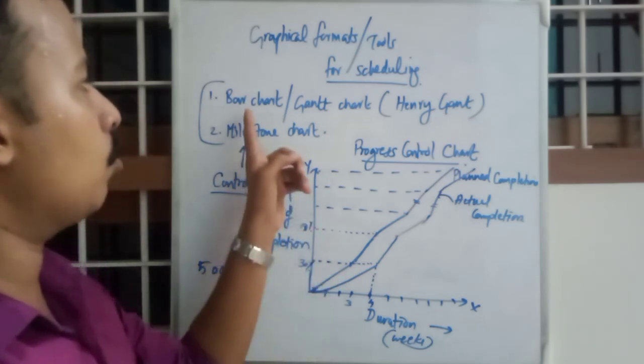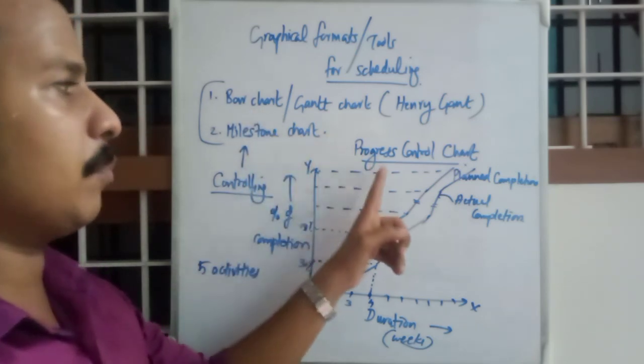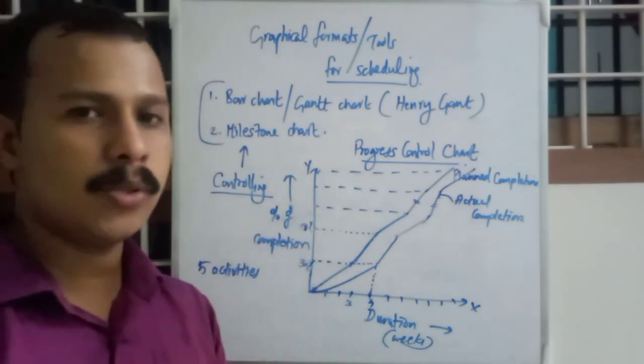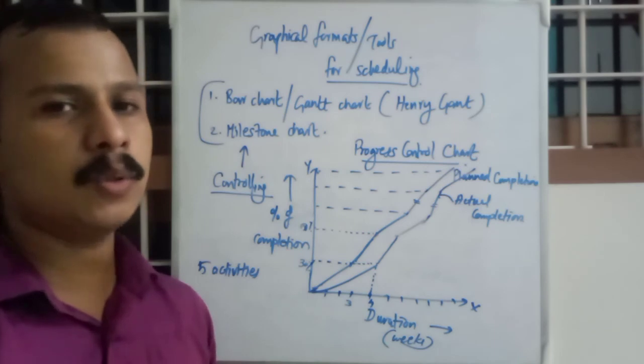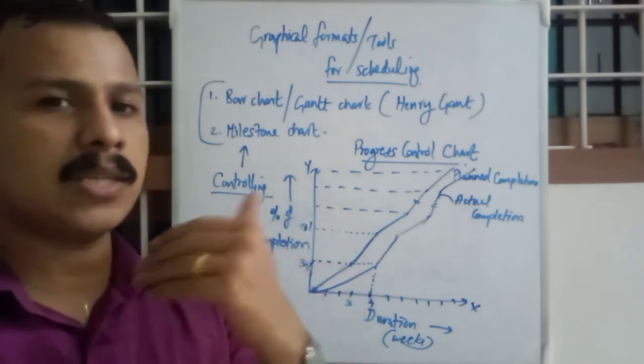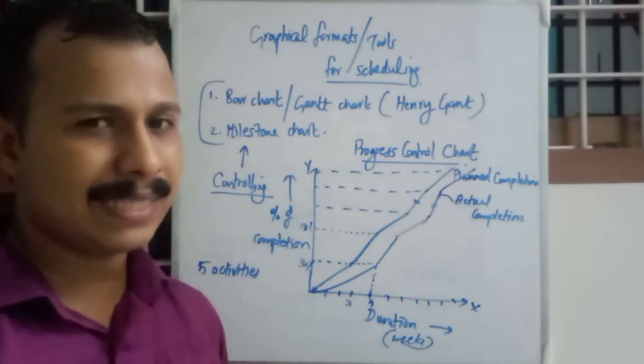Okay, so we have Gantt chart, milestone chart, and progress control chart. These were the initial graphical tools that were used to schedule. And the currently used tools will be discussed later. We call them CPM and PERT.